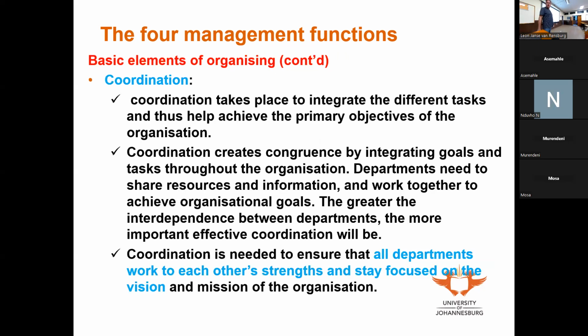Then coordination. This takes place to integrate the different tasks and help achieve the primary objectives of the organization. Coordination creates congruence by integrating goals and tasks throughout the organization. Departments need to share resources and information between them, and also work together to achieve the organization's goals.